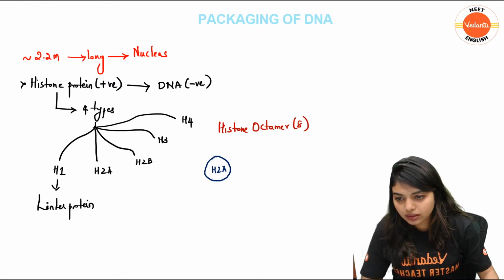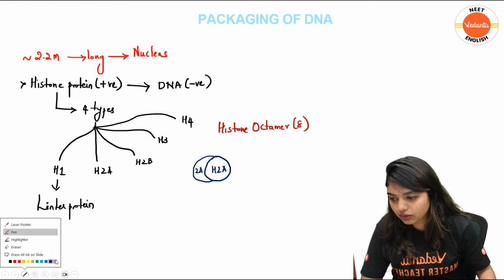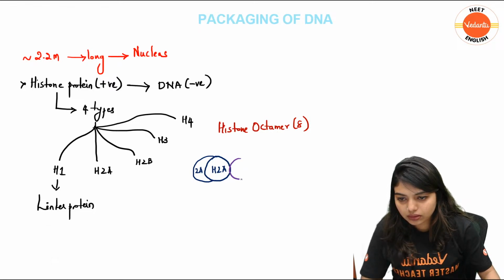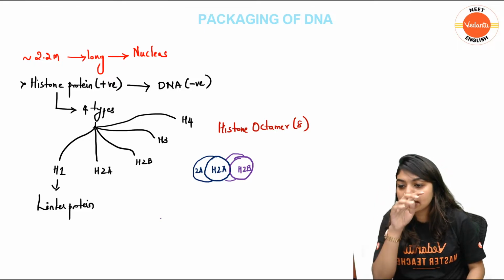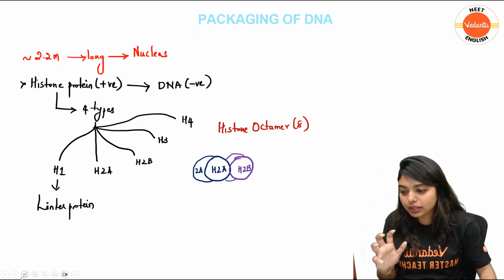H2A. This is 3D. Okay. This is also H2A. Now the next protein we will draw, H2B. Do you understand? Each of the proteins is making two of them. That is how they are forming the octamer.